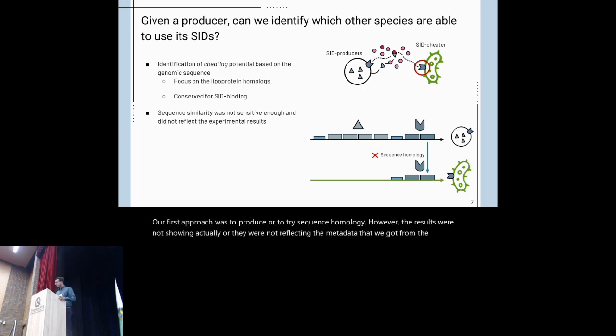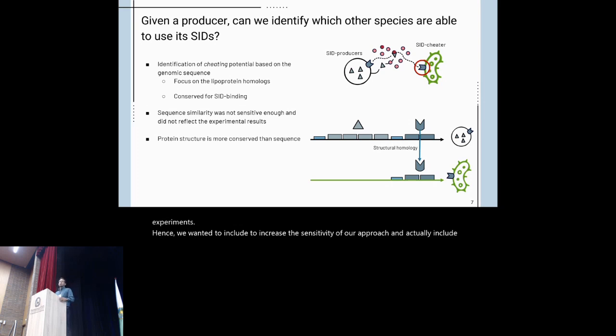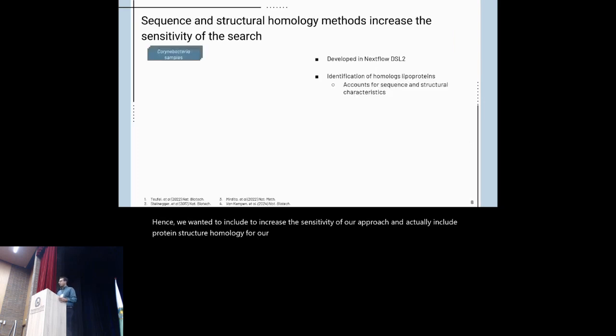Hence, we wanted to increase the sensitivity of our approach and include protein structure homology. For this, we developed a pipeline based on Nextflow that combines sequence and structural characteristics.